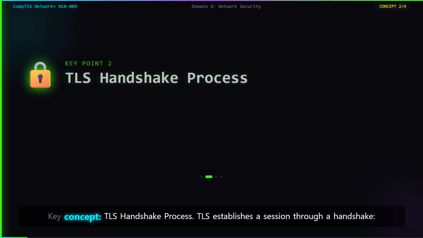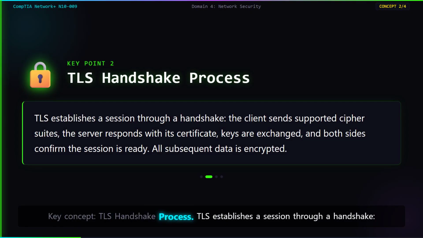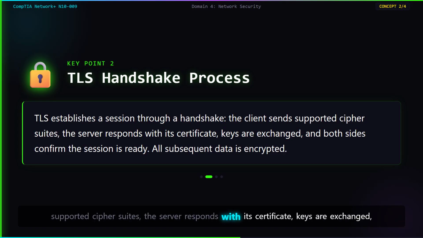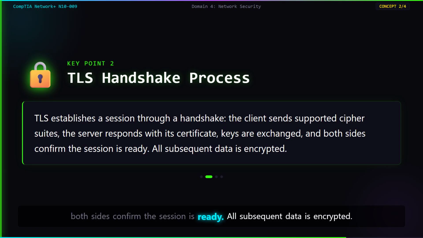Key concept: TLS Handshake Process. TLS establishes a session through a handshake. The client sends supported cipher suites, the server responds with its certificate, keys are exchanged, and both sides confirm the session is ready. All subsequent data is encrypted.